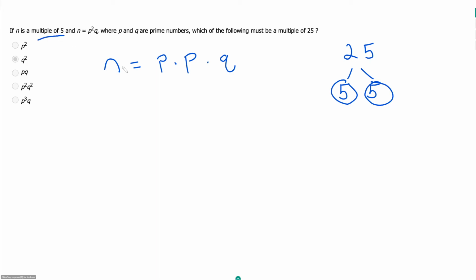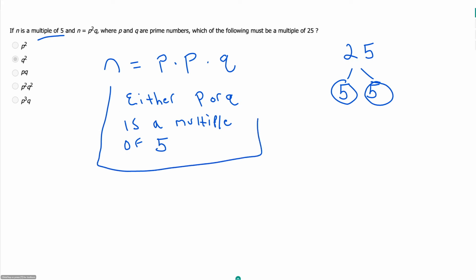what do we know? We know n is a multiple of 5, and since n just contains two p's and a q, we know that one of these has to be a multiple of 5, either p or q, right? So really all we know to start is either p or q is a multiple of 5, or either p or q contains at least one 5. And we are looking for what must contain two 5s. So this is all we know. Given that, let's see what must be true given our answer choices.